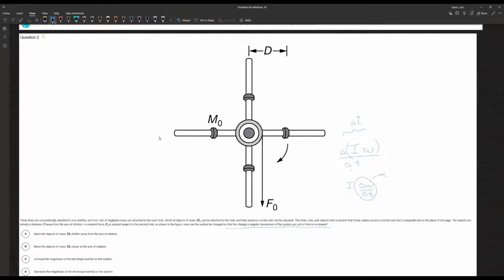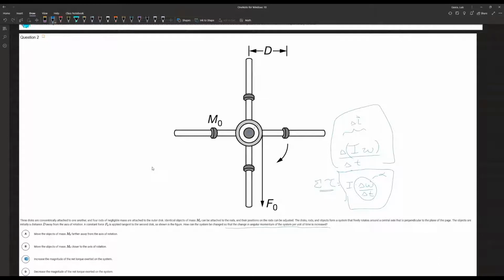So in case we're wondering, well, why are we doing this? Well, we need to remember that the net torque is equal to the rate of change of angular momentum with respect to time. So if we want to increase this entire quantity here, we need to exert a larger torque. So we're going to need to increase the net torque.